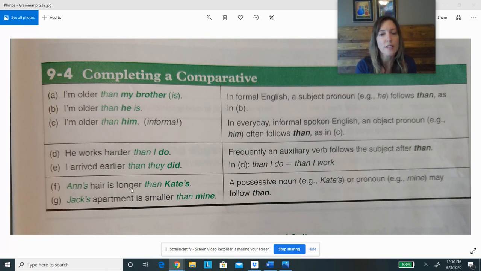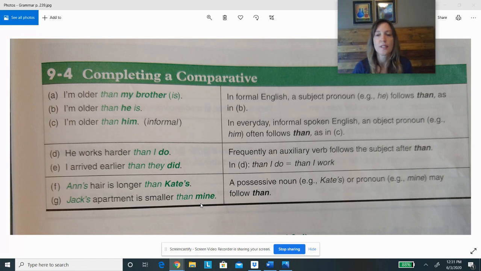Okay, and the last couple of examples are showing possessive form. Anne's hair is longer than Kate's. Jack's apartment is smaller than mine. So if you have a possessive over here, you're going to need to use a form of the possessive over here. So this is a possessive noun. So over here we need a possessive noun. Or you could change the possessive noun to a possessive pronoun. Okay, but it must be a possessive.